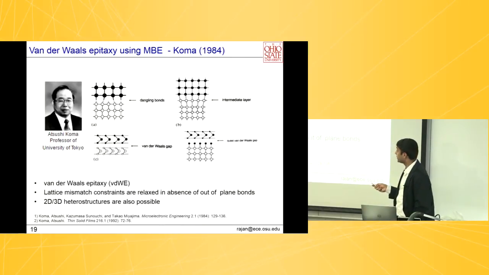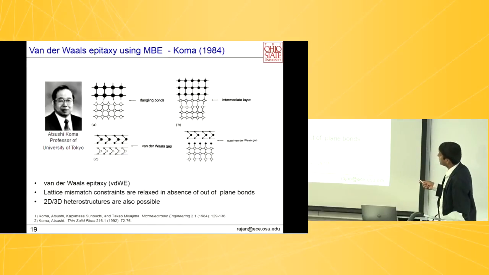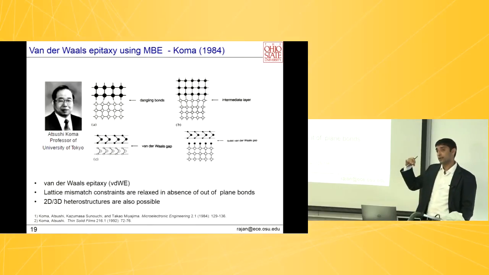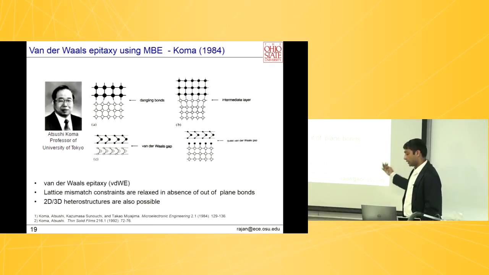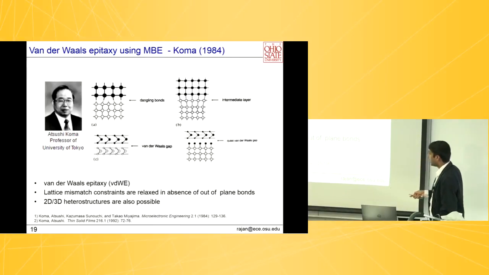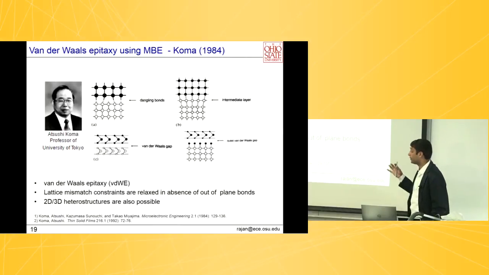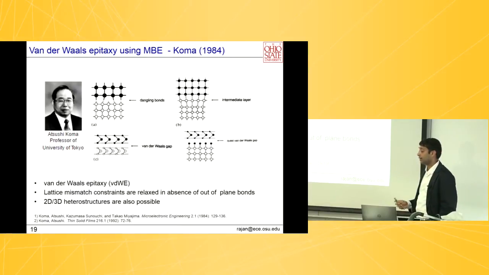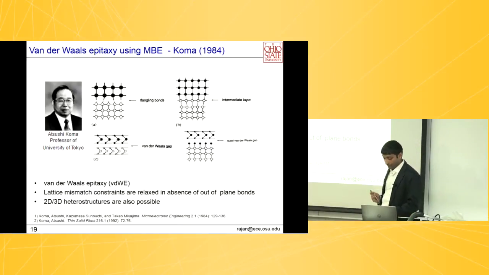Professor Koma thought of that also. They studied it, and they found that if you just try to grow 2D on 3D, it doesn't work so well. But if you can terminate these dangling bonds in some way, with hydrogen on silicon, with selenium on gallium arsenide, and so on, then you can actually get much better epitaxy. There are a lot of details in these papers. I can't cover all of them, but I would refer you to papers by Koma and other groups around that time, between 84 and 98. They did a lot of work, all in MBE.